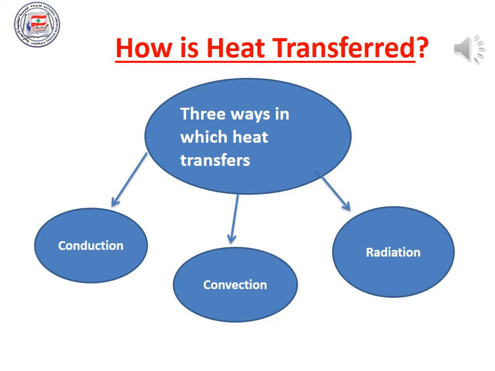In the previous section we talked about the differences between thermal energy, heat and temperature. Today we are going to talk about how heat is transferred. There are three ways in which heat transfers. The first is conduction, the second is convection, and the third is radiation. In this section, we are going to talk in detail about each one of these three ways.